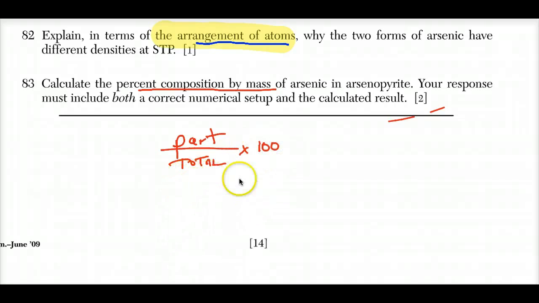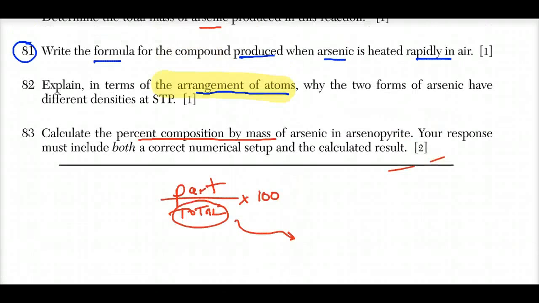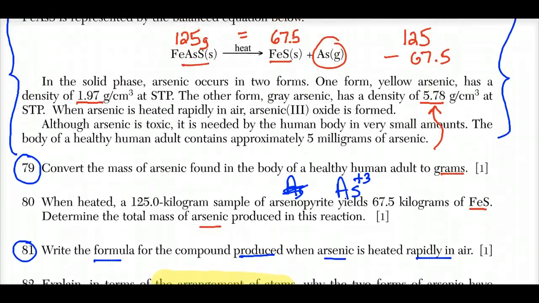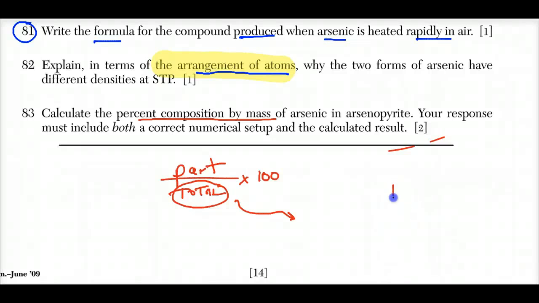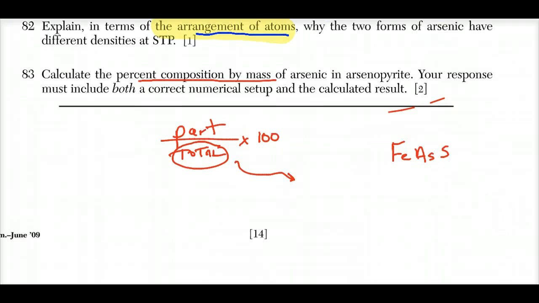Now the total that we're going to use, why not use 1 mole? 1 mole, or the molecular mass, or the formula mass. Let's go find the mass of 1 mole of the compound. It's FeAsS. So we're going to find the mass per 1 mole. Why not? It's a percentage, you can pick any size you'd like. Since I know the mass of 1 mole and the part per 1 mole, let's do that.